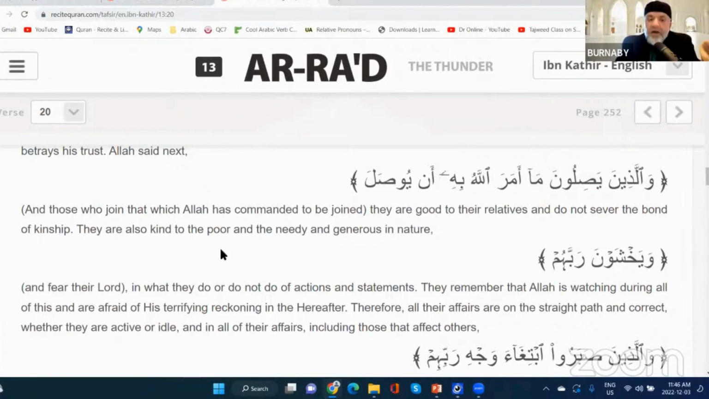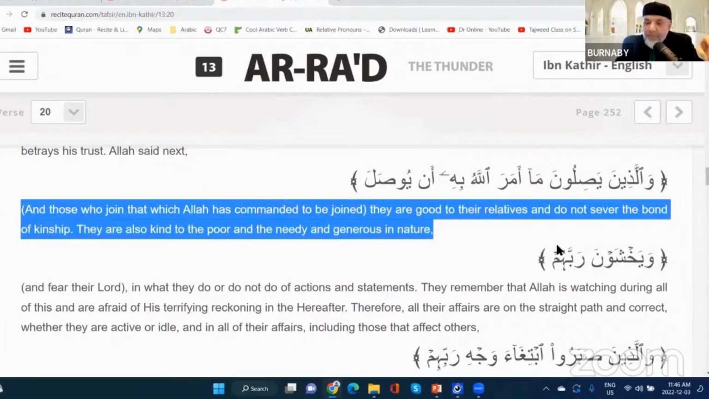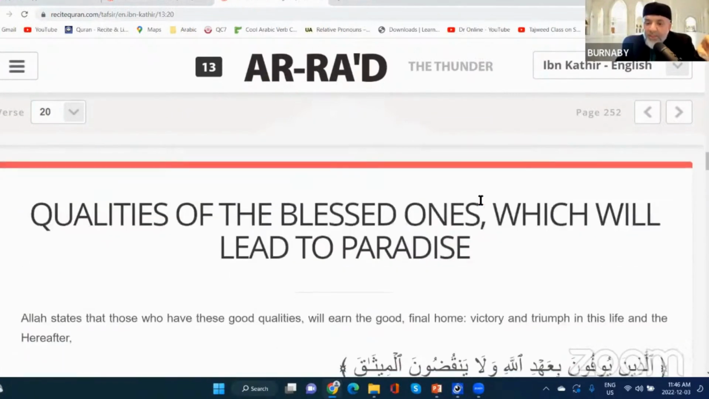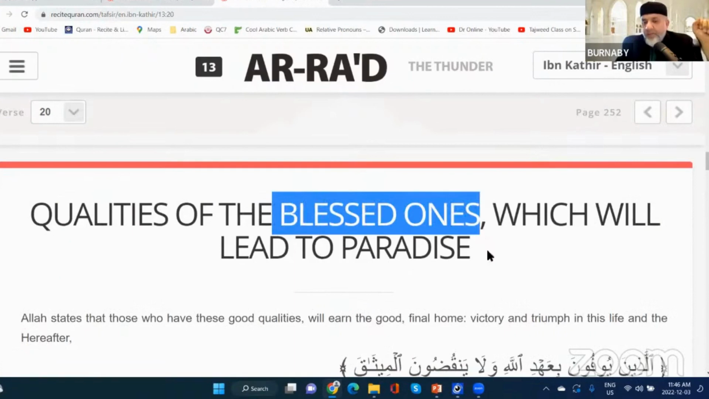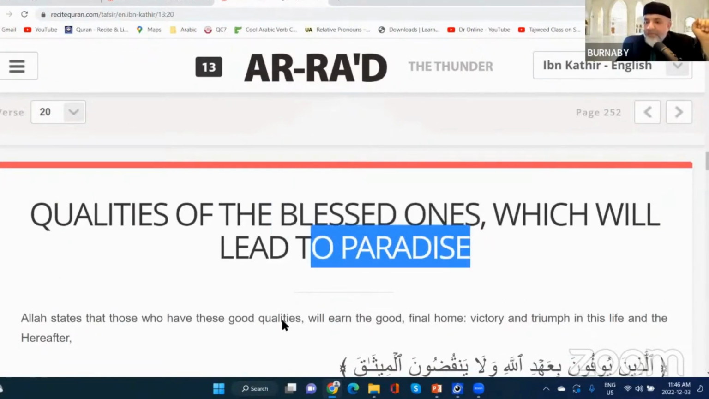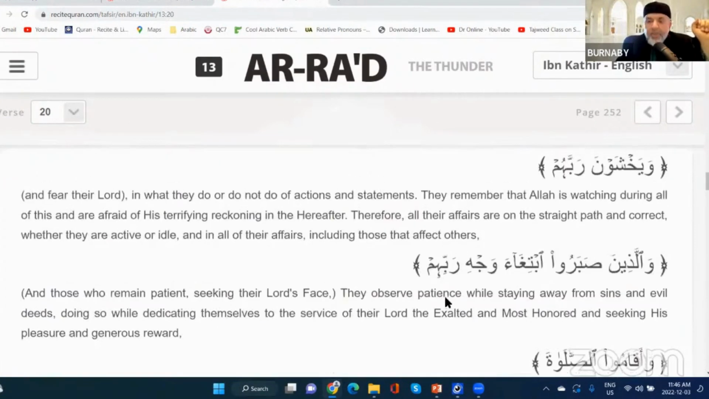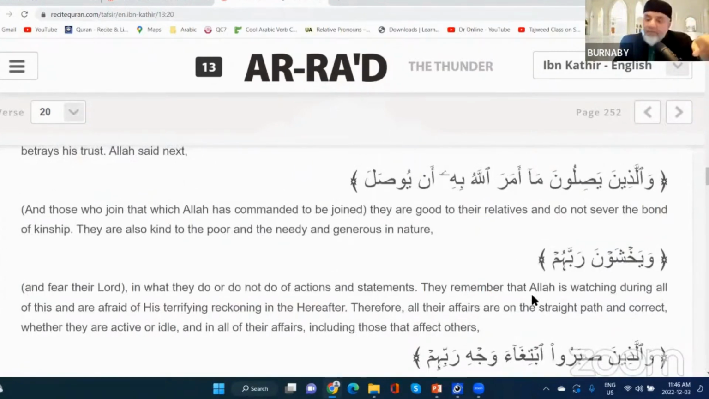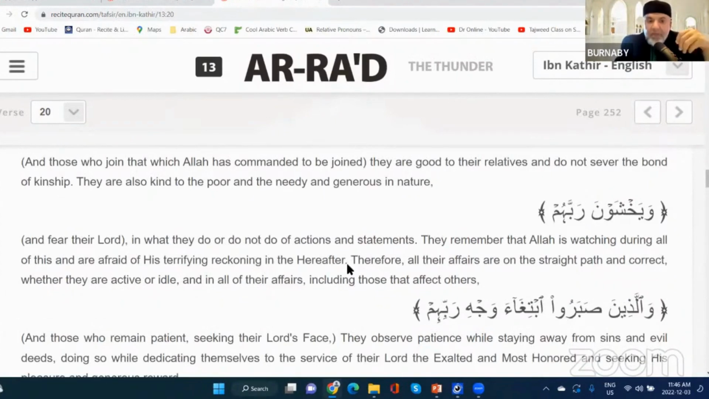Are we also kind to the poor? And are we generous in nature? If we are not, then should we develop these qualities because we want to be the blessed ones? Why? Because we want to end up in paradise. So, are we lucky that we are still alive? Yes. So, if in some of this message I am falling short, do I still have time to fix it? Yes. Now, should I wait on it, or let it go and say I'll do it tomorrow, or should I fix it myself today?